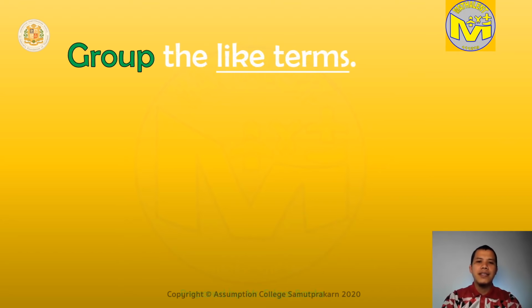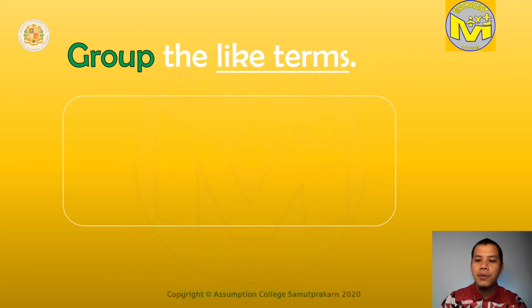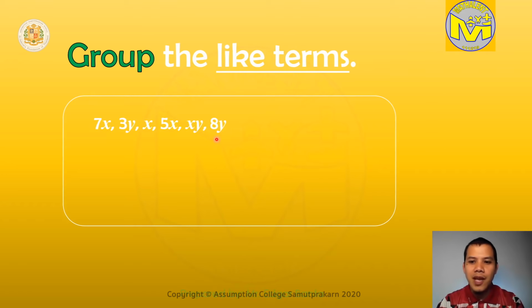Now, let's learn how to group the like terms. Now we know the like terms, so we can group them. So we have, how many terms do we have here? Let's count. 1, 2, 3, 4, 5, 6. We have 6 terms. How many groups can we have?